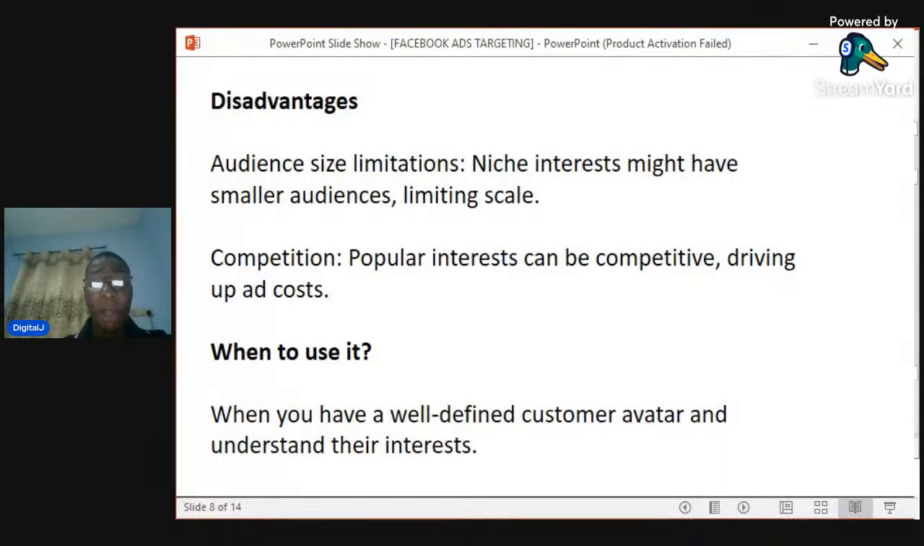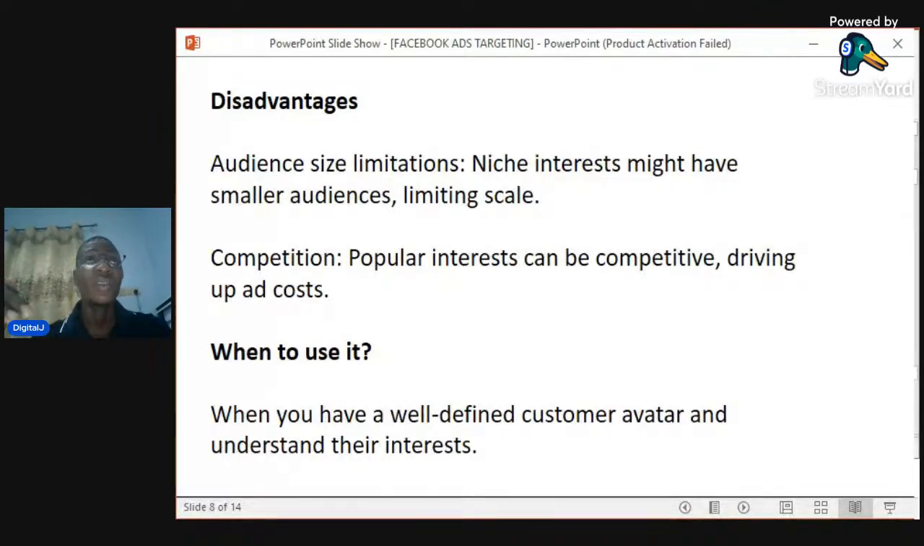For interest targeting, you will be targeting based on keywords, based on what people are interested in, based on niches. So if you are targeting a niche that is very small, that is not common, that is not broad, understand? If you are targeting a small niche, it can actually affect your ads, especially if that niche is very competitive.